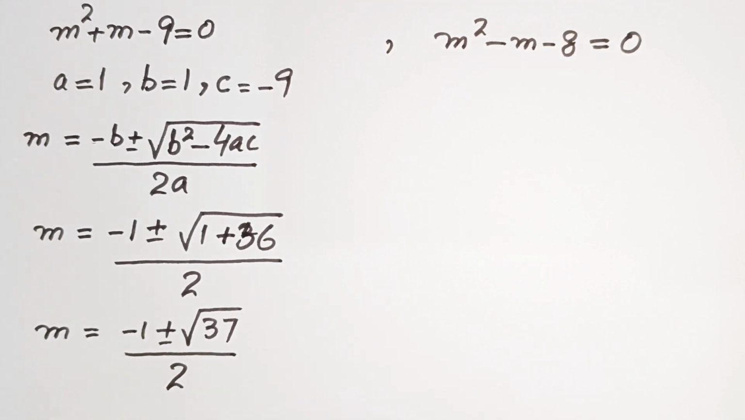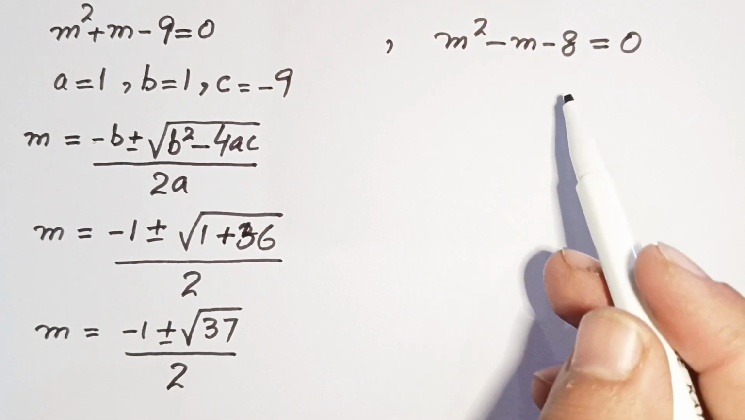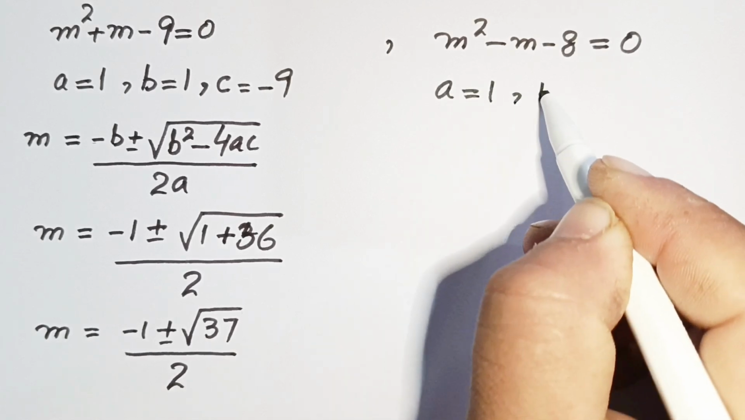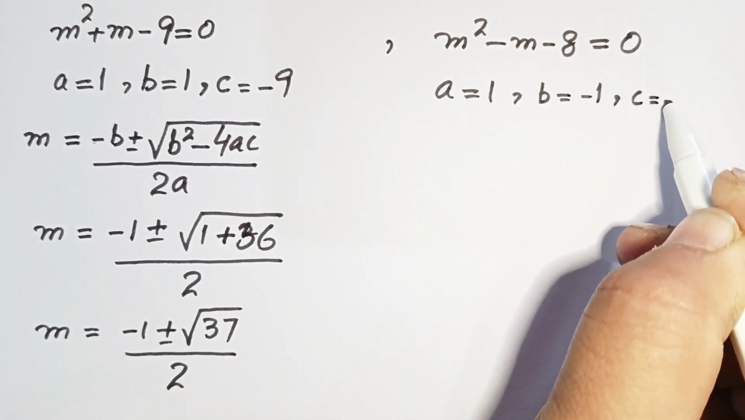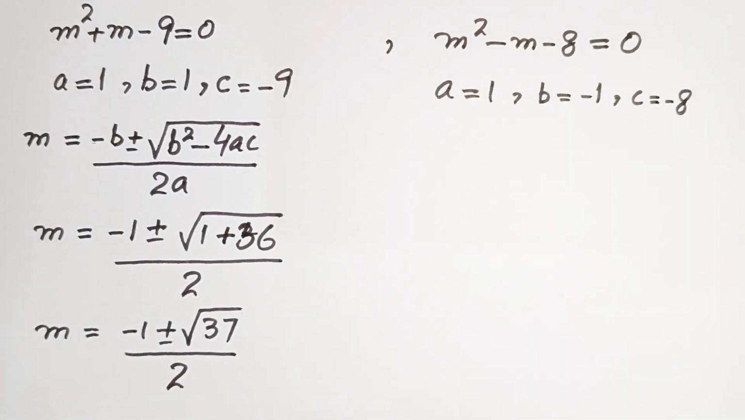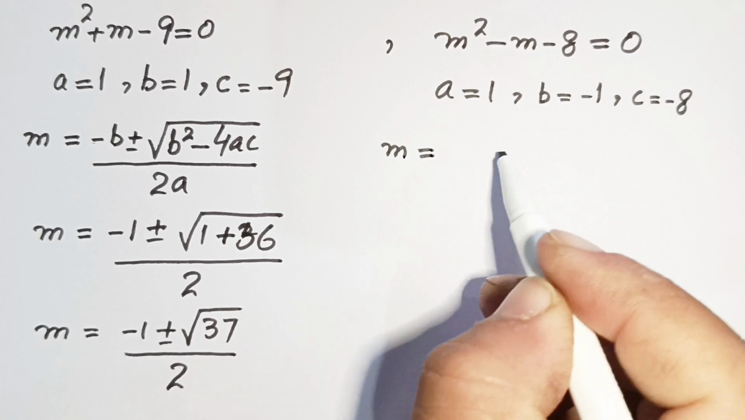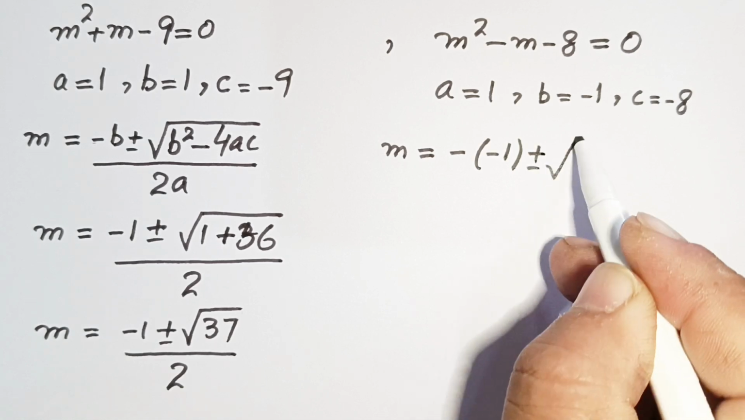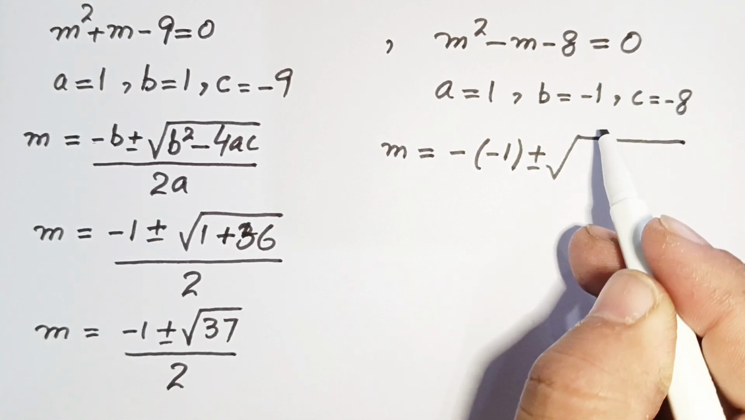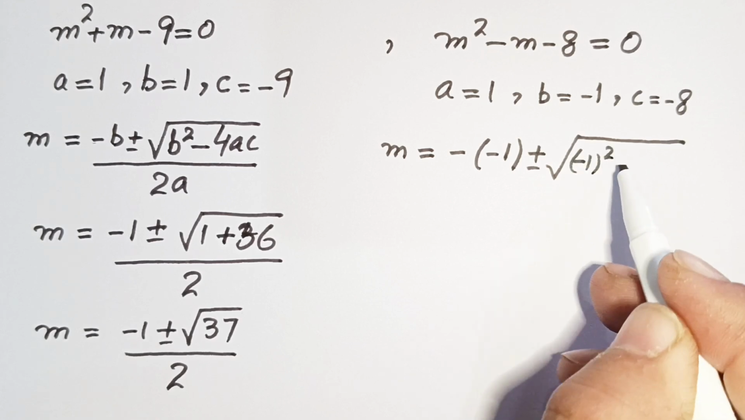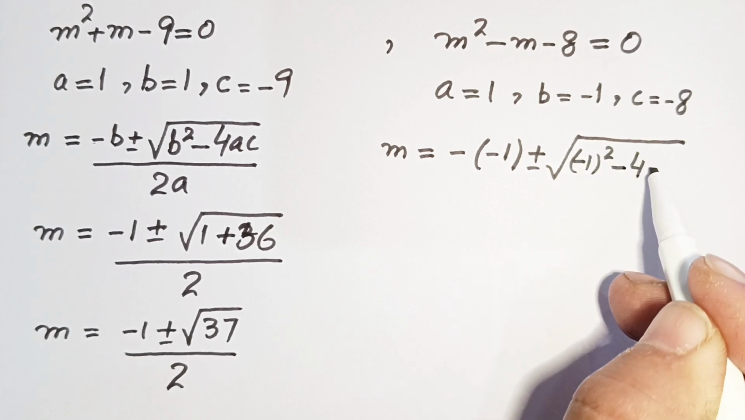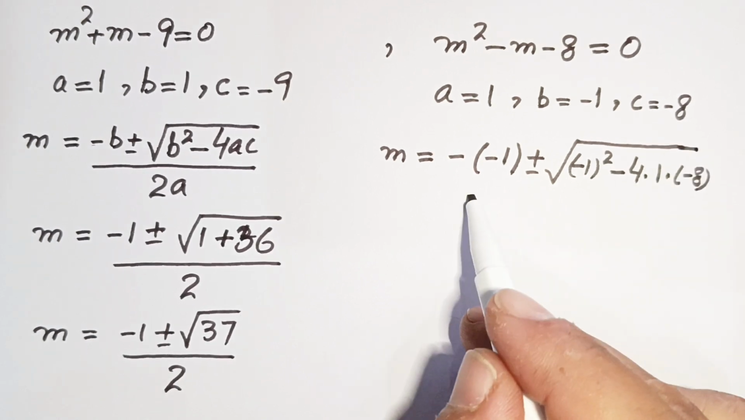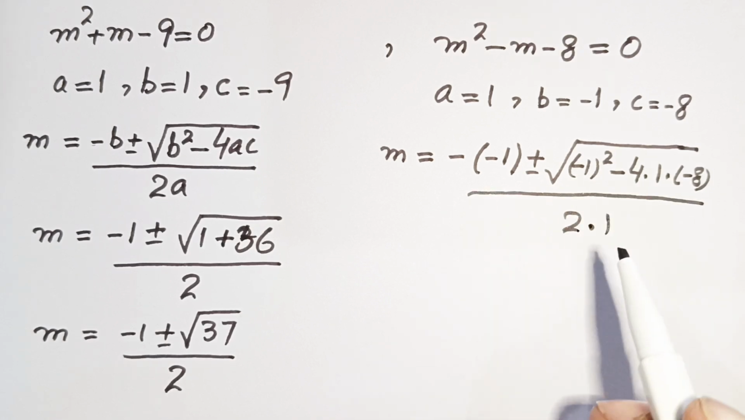Here we are going to find the next quadratic equation. Here we have the value of a is 1, b is equal to minus 1, and c is equal to minus 8. Now using the quadratic formula, m is equal to minus b, so putting the value of minus b, which is minus 1, plus minus square root of b squared, which is minus 1 whole squared, and here we have minus 4 times a, which is 1, and c is minus 8, all over 2 times a, so a is 1.